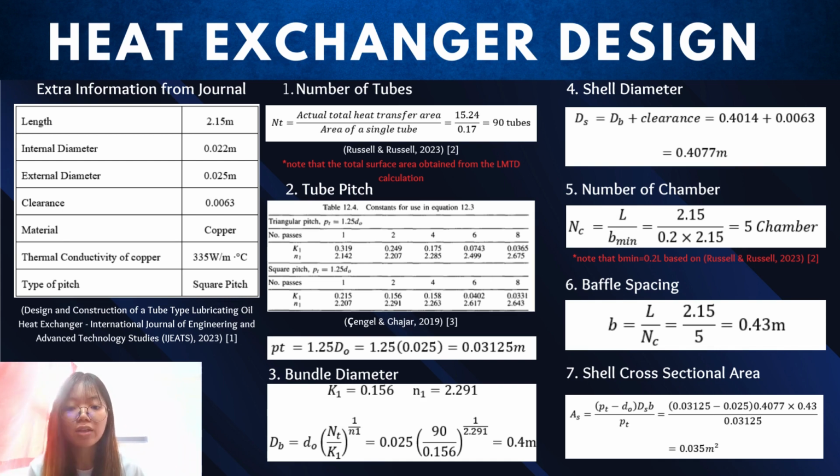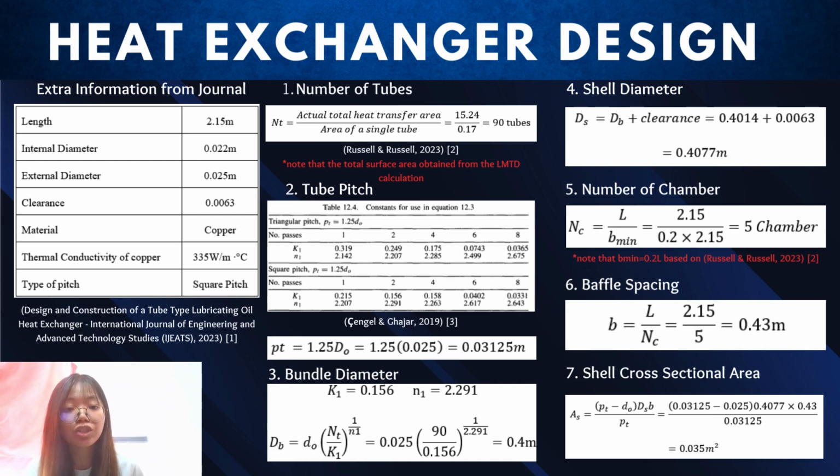So finally, we get 0.03125 meters. Next, we calculate the bundle diameter. The K1 and N1 are found from the previous table. Since we are using two tube passes, our K1 is equal to 0.156 and our N1 is equal to 2.291. After substituting in the equation, we get our bundle diameter equal to 0.4 meter.